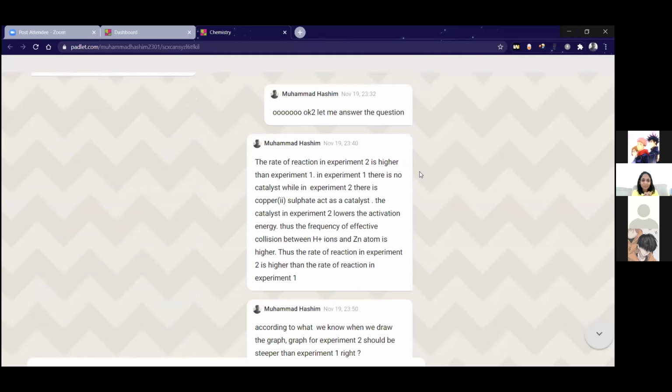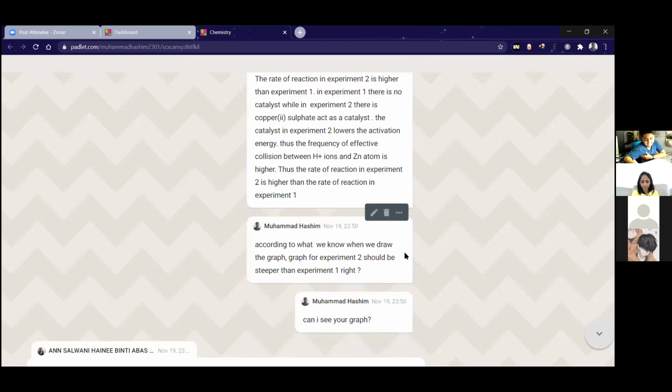The answer is: the rate of reaction in experiment 2 is higher than experiment 1. That is 1 mark. If you have done that, mark yourself 1 mark. Okay, carry on. In experiment 1, there is no catalyst, while in experiment 2, copper 2 sulfate acts as a catalyst. The catalyst in experiment 2 lowers the activation energy. Thus, the frequency of effective collision between H plus ions and Zn atoms is higher. Thus, the rate of reaction in experiment 2 is higher than in experiment 1.